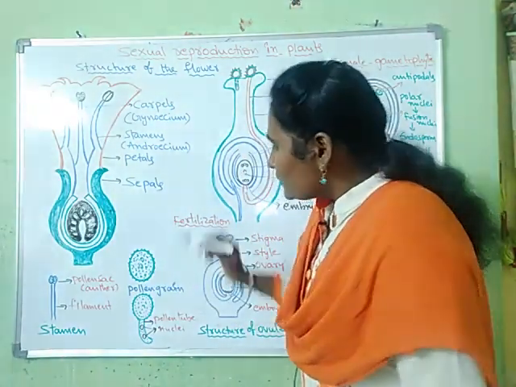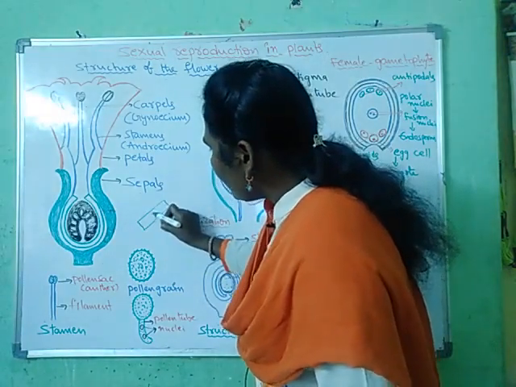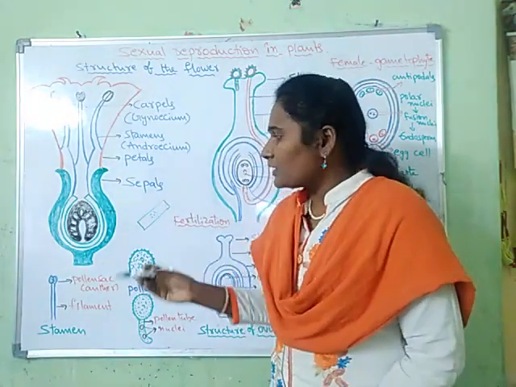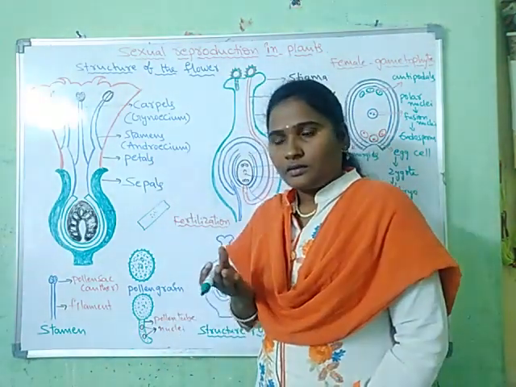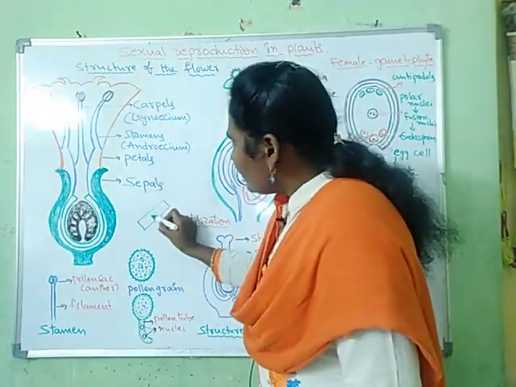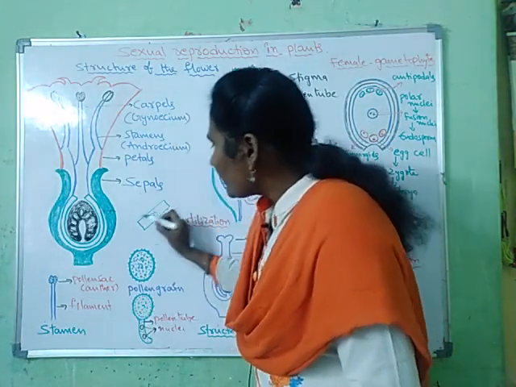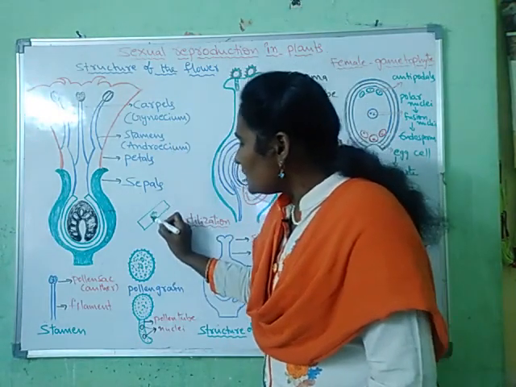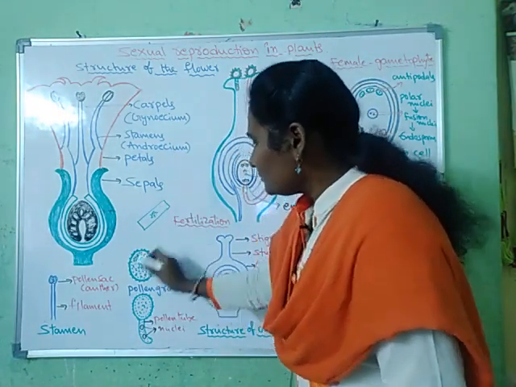For this, you just take a slide, put some drops of water on it, and take one flower like hibiscus, tridax or marigold. You tap the anther, the pollen sac of the flower, over the drops of water. So, you will see some dot-like structures. These are the pollen grains.